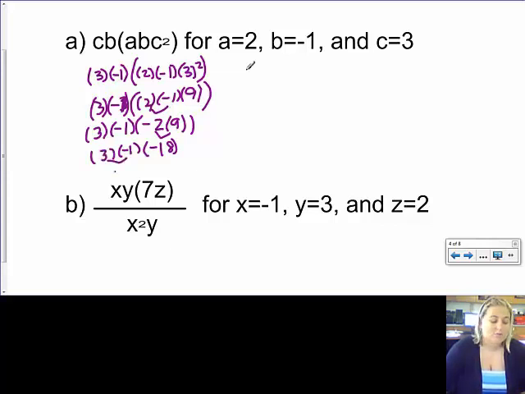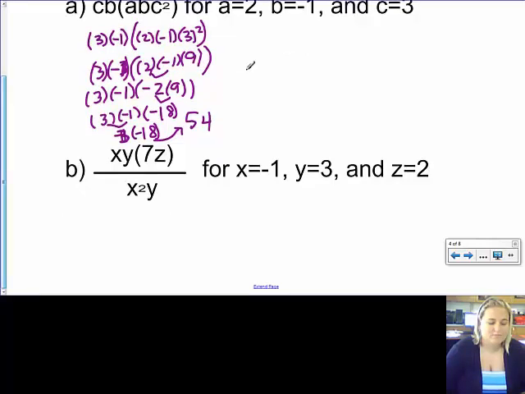3 times -1 is -3. My computer must be acting up here. -3 times -18. Negative times a negative gives me a positive, and I'm just going to bring my answer over here. 3 times 18 is going to give me 54. Final answer. So if you would pause and try and do part B on your own.